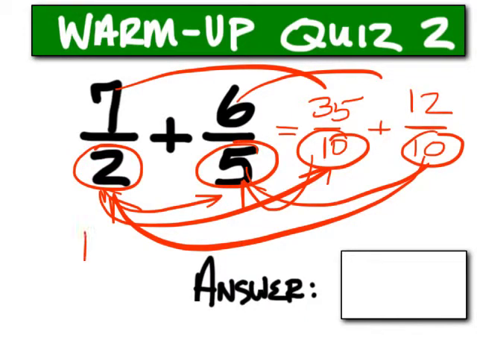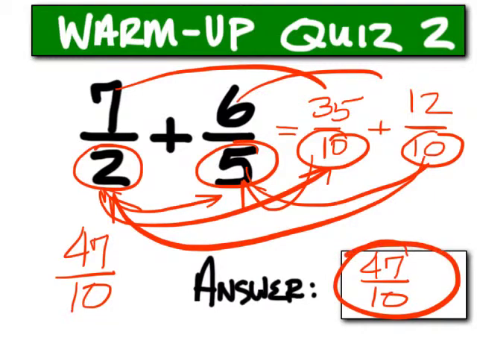35 plus 12 is 47. So it is 47 over 10 for a final answer.